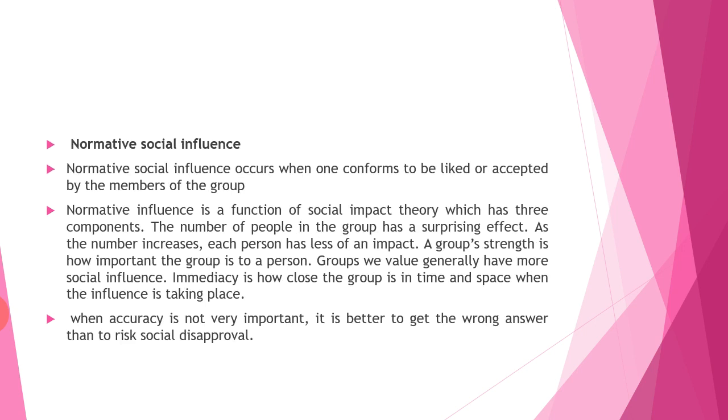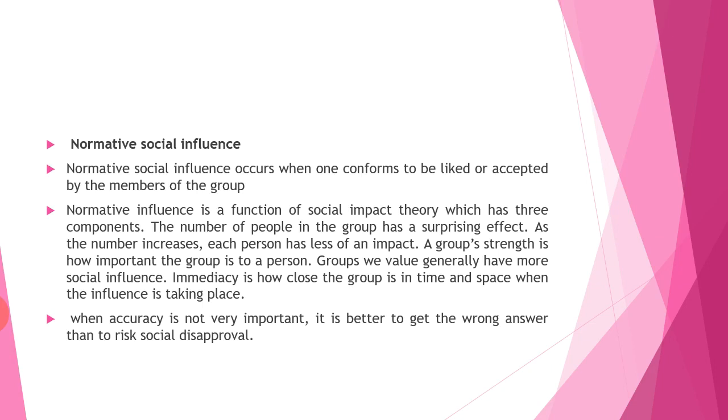Then comes normative social influence. It is actually the desire to be liked by others. It occurs when one conforms to be liked or accepted by the members of the group. It can be seen among peers usually. So, normative influence is a function of social impact theory, which has three components.